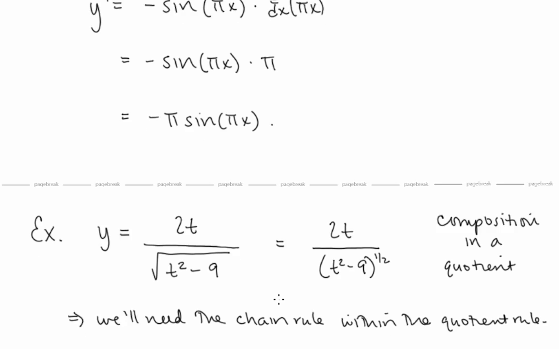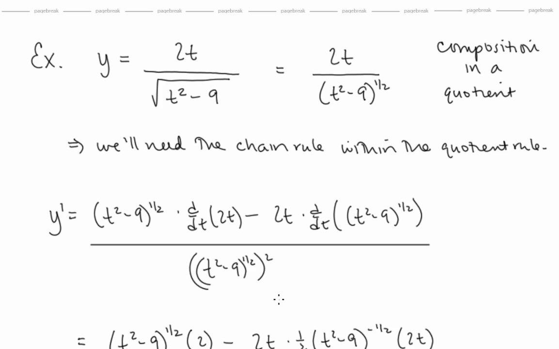Let's take a look at another. Here we have 2t over radical t squared minus 9. So the first thing we notice is that we have a quotient of functions, which should tell us that we should be starting with the quotient rule. But within that quotient, we notice that we have a composition of functions. We have t squared minus 9 to the 1/2 power in our quotient. So we have a composition in a quotient. That means we're going to need to use the chain rule within the quotient rule.